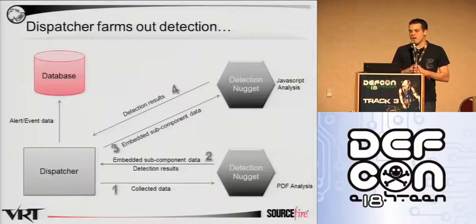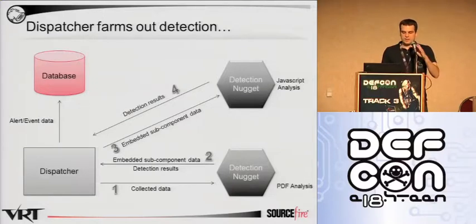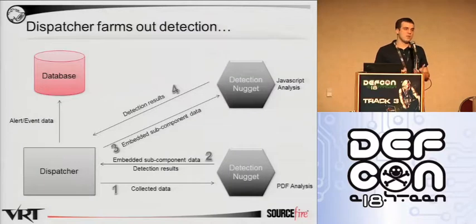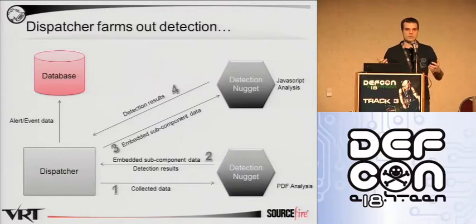In this case, we've got a PDF nugget, and in that PDF that it's analyzing, there is a subcomponent of JavaScript. Now the PDF nugget does not have to be aware of how to parse out that JavaScript. It can effectively take that component, ship that off to the dispatcher, re-enter it into the system, and that data then gets shipped off to another nugget which is capable of handling that type of data. In this fashion, we can actually break complex file formats down into smaller and smaller parts and address the problem in simpler and simpler ways.